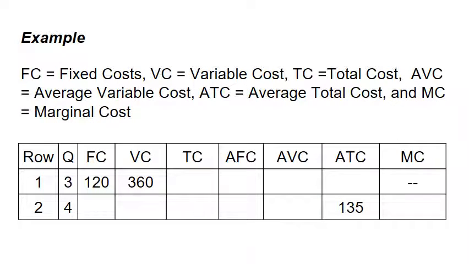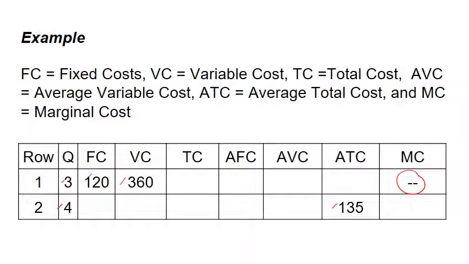Let's walk through an example. This table has columns for when Q is equal to 3 and when Q is equal to 4. It tells me that fixed cost is 120 when Q is 3 and variable cost is 360 when Q is equal to 3. It also tells me that average total cost is 135 when Q is equal to 4. We have enough information to fill in every cell in that table except for the marginal cost when Q is 3. Let's start with total cost.